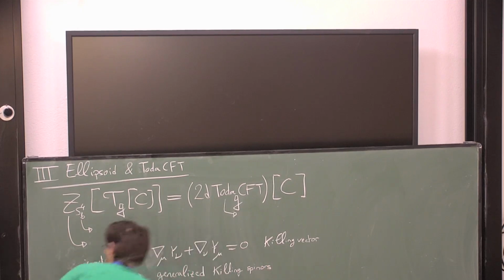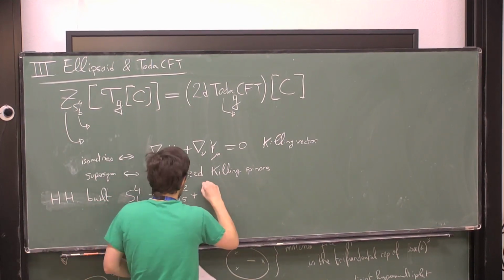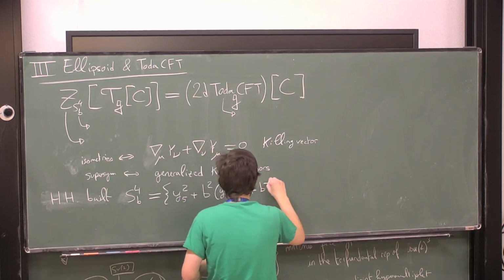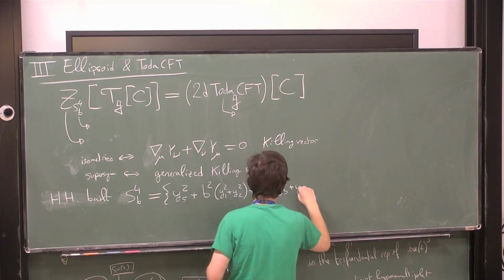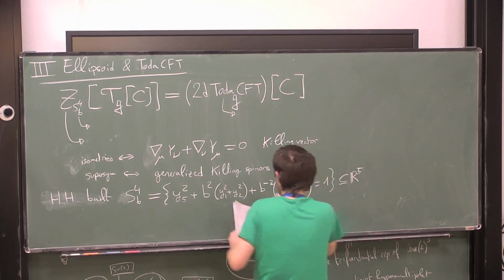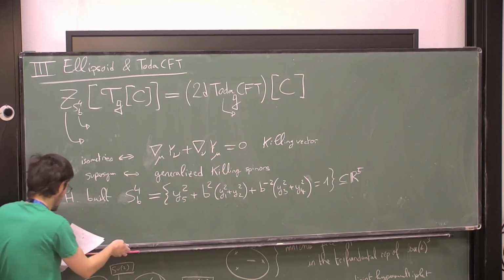But the main thing is Hama and Hosomichi. Oh, I guess I said I wouldn't cite anyone. You can just look at my review. So they built a supergravity background, S^4_b, which you can think of as a squashed version of S^4, embedded in R^5, which has a squashing parameter b, which is the same as the b of Liouville, the same as b of Toda, and so on. Inside R^5, this is just giving you the metric as a hypersurface, but you also have to worry about all the other fields.